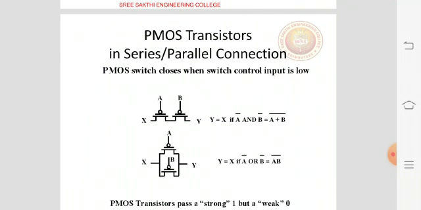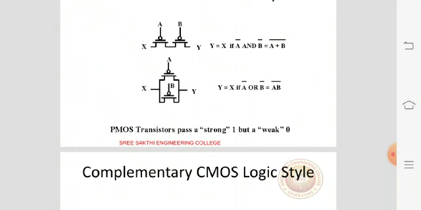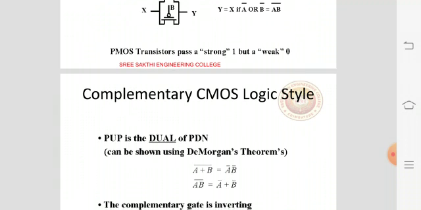Next one is PMOS transistors in series and parallel connection. So just the reverse operation. PMOS switch closes when the switch controlling input is low. So y equal to x if a bar and b bar is equal to, that is, (a plus b) the whole bar. Similarly, for parallel connection, y equal to x if a bar or b bar, that is, (ab) the whole bar. So this resembles De Morgan's theorem. So PMOS transistor passes a strong 1 but a weak 0.